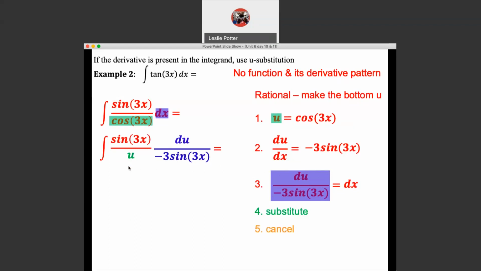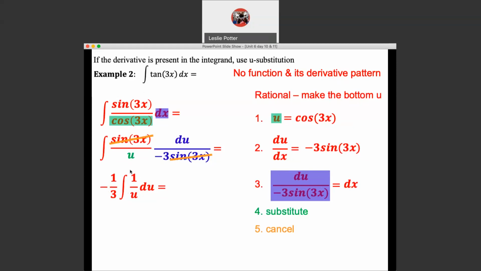So we can cancel the sine 3x top and bottom. We have a -1/3 here, and so we're going to put the -1/3 out front of the integration. And then we have 1 over u du, right? This u is in the denominator. Make sure it stays in the denominator. So now we're left to do the antiderivative of 1 over u, which is much simpler than this.